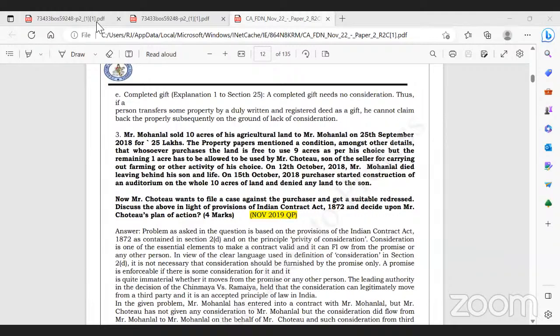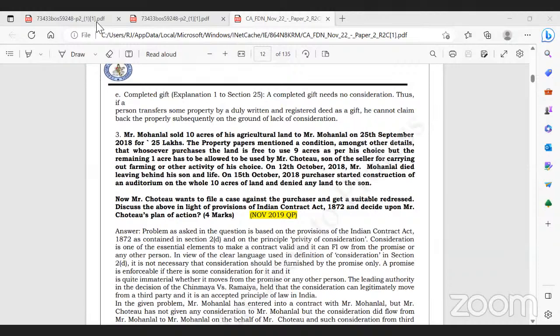On 12th October 2018, Mr. Mohanlal died, leaving behind his son and wife. On 15th October 2018, the purchaser started construction of an auditorium on the whole 10 acres of land and denied any land to the son. Now Mr. Choti wants to file a case against the purchaser and get suitable redress. Discuss the above in light of the provisions of the Indian Contract Act 1872 and decide upon Mr. Choti's plan of action. So that's not Mr. Mohanlal, it's the purchaser.